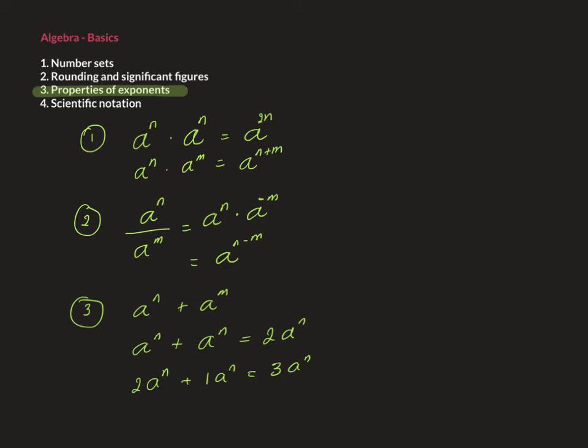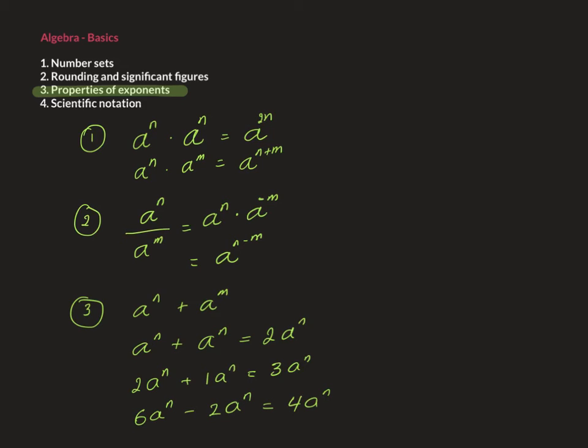And the same goes for subtraction. So if you have different exponents, even if you have the same base, that doesn't work. But if you have 6a to the power of n minus 2a to the power of n, then of course you can just put those together as 6 minus 2 is 4, a to the power of n.